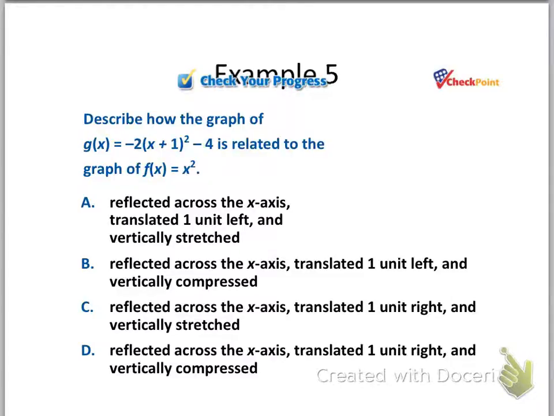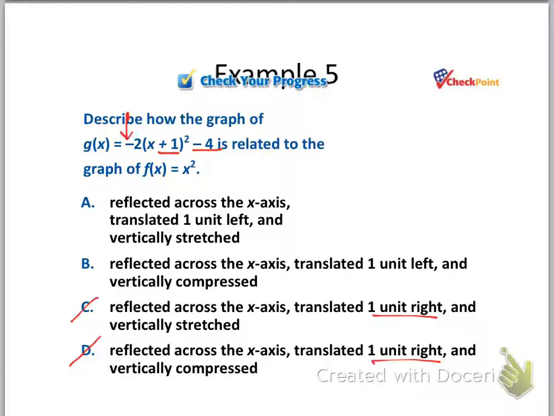All right, we're getting more complicated here now. So take it bit by bit. Do one thing at a time. Let's start with the +1. Inside the parentheses, +1 means it's going to go the opposite direction that we think. It's going to go 1 unit left. So these that say 1 unit right are not correct. Then the -4 tells us that it's going to go down 4 units. Oh, neither of them say anything about down 4 units. Okay, so that piece of information did not help us.